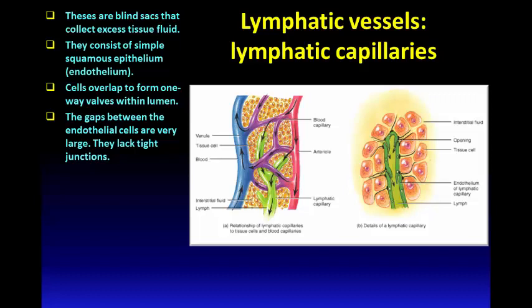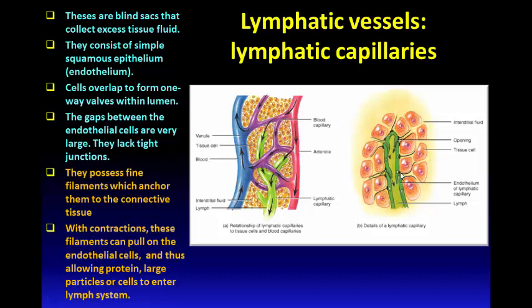They consist of simple squamous epithelial cells, which are also known as endothelial cells, and these endothelial cells overlap to form one-way valves within the lumen of the lymphatic capillaries. The gaps between the adjacent endothelial cells in the lymphatic capillaries are very large and they lack tight junctions.